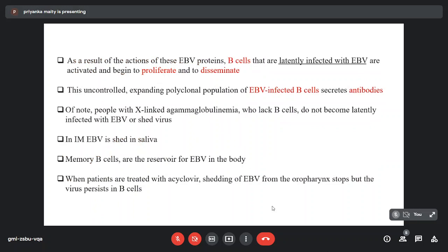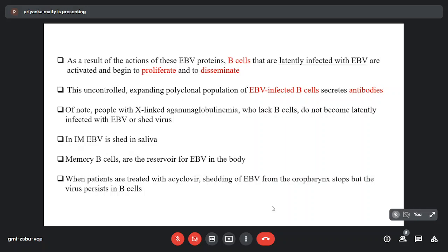As a result of the actions of these EBV proteins, B cells that are latently infected with EBV are activated and begin to proliferate and to disseminate. This uncontrolled expanding polyclonal population of EBV-infected B cells secrete antibodies. Of note, people with X-linked agammaglobulinemia who lack B cells do not become latently infected with EBV or shed virus. In infectious mononucleosis, EBV is shed in saliva.